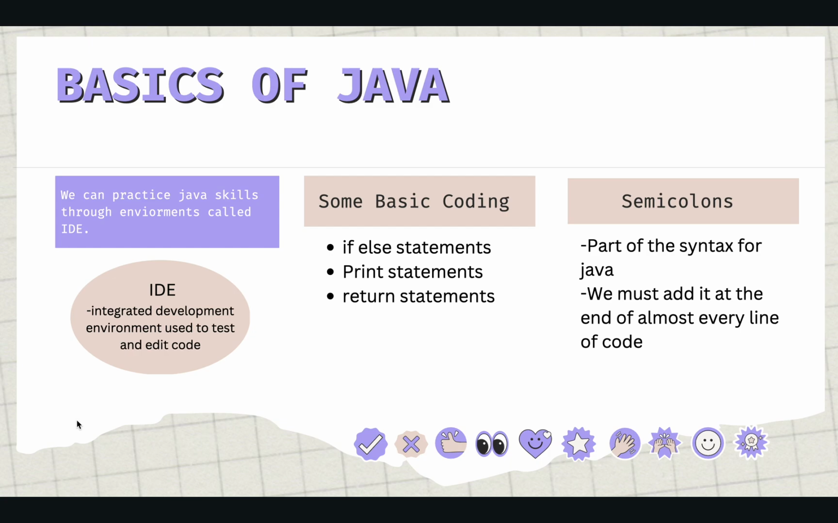Like I mentioned before, semicolons are part of the syntax for Java. At the end of almost every line, we have to add a semicolon, and it's just one of those rules that we can't really do anything about. We also have to use brackets when we want blocks of code, and if we're using those, then we don't have to use semicolons.